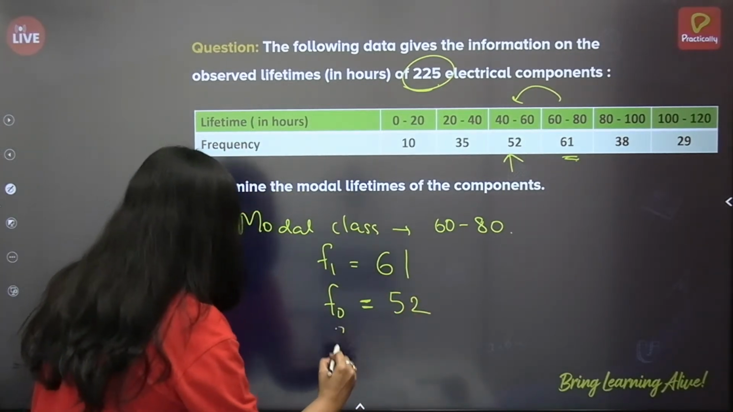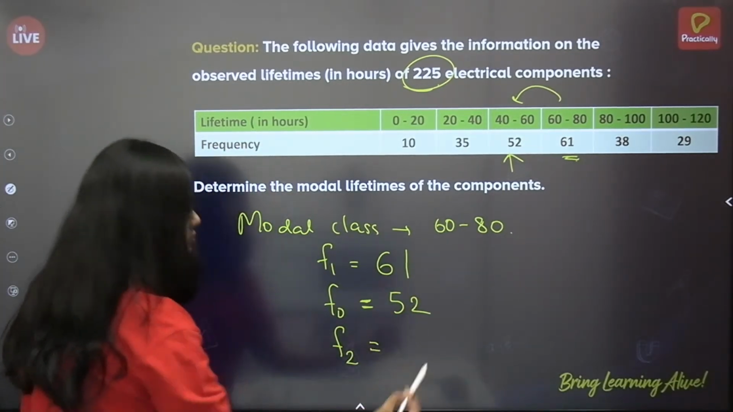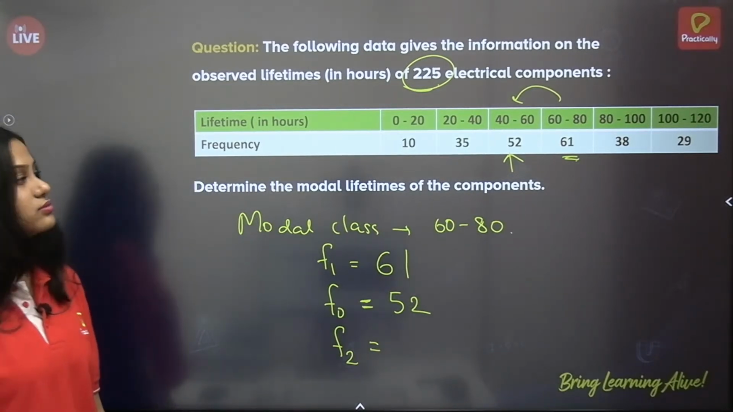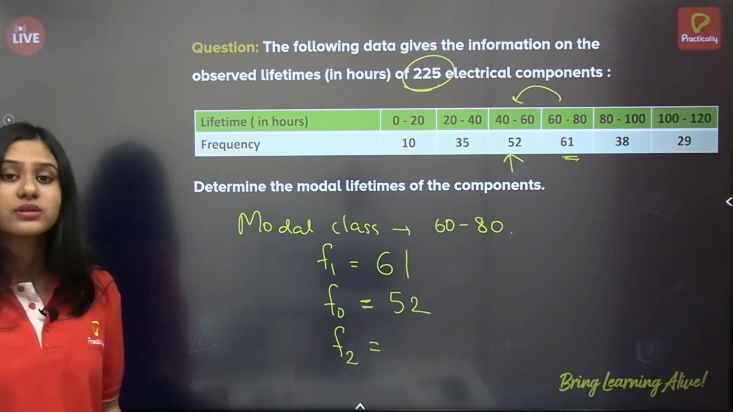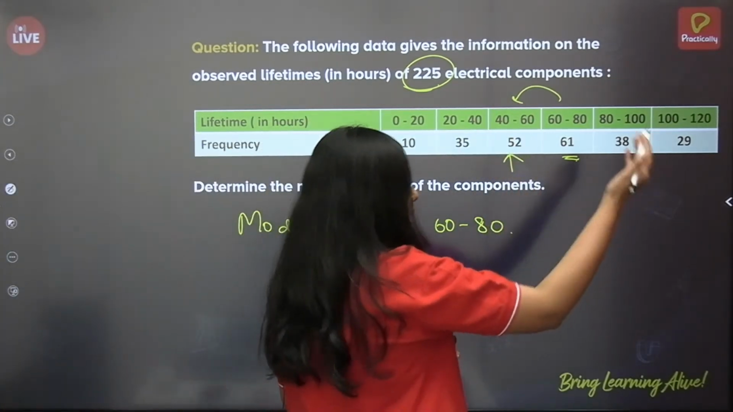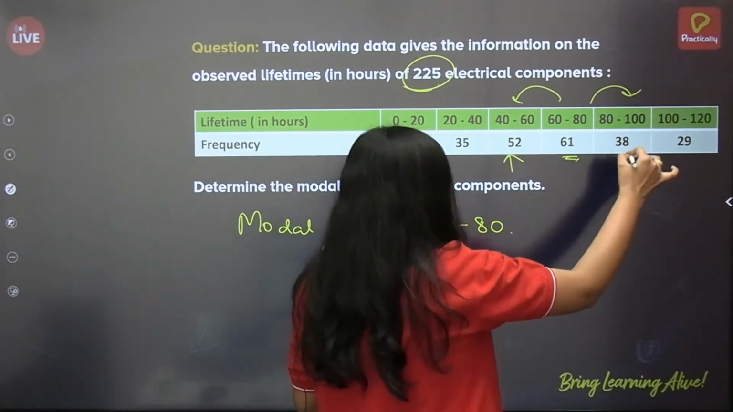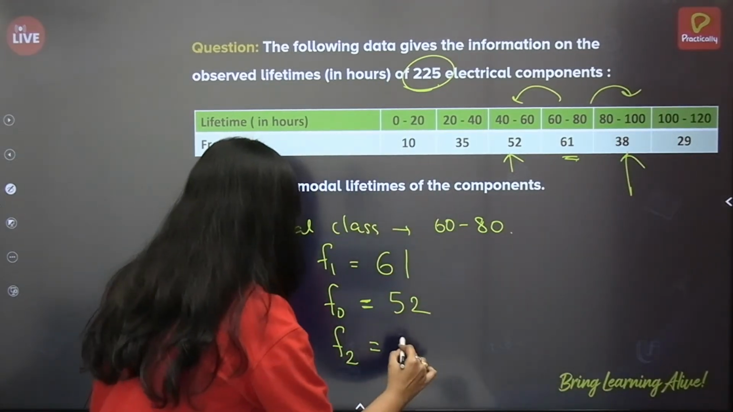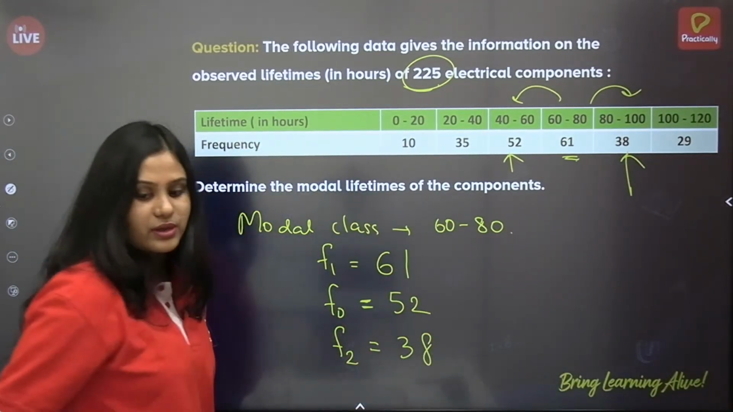Very good. Now, tell me what is F2? Succeeding after the modal class, simple. So, what is after the modal class? 80 to 100. What is its frequency? 38. So, F2 is 38.